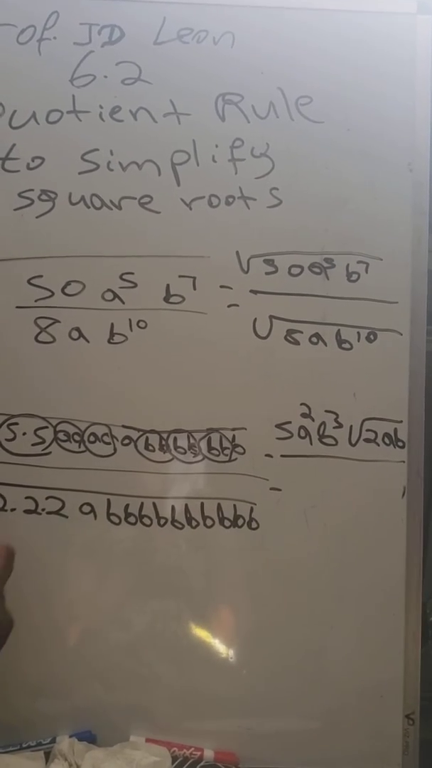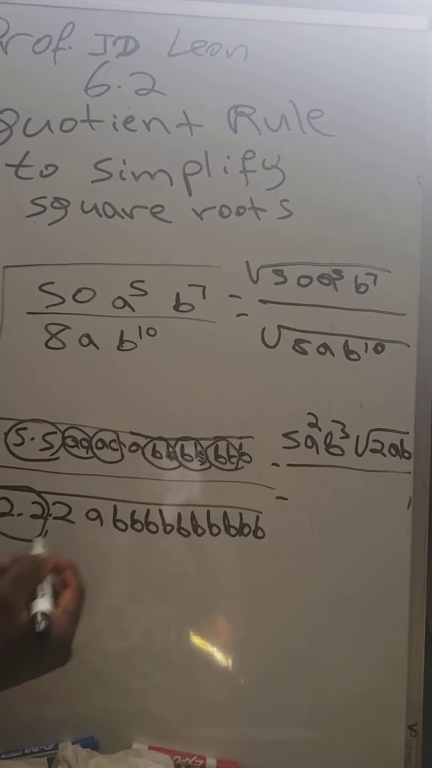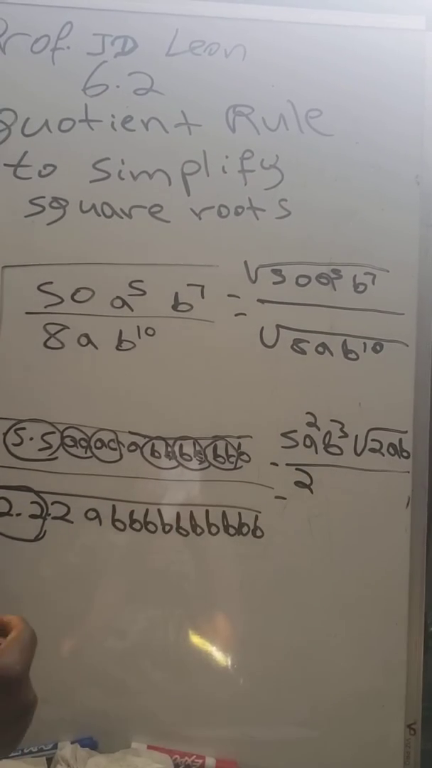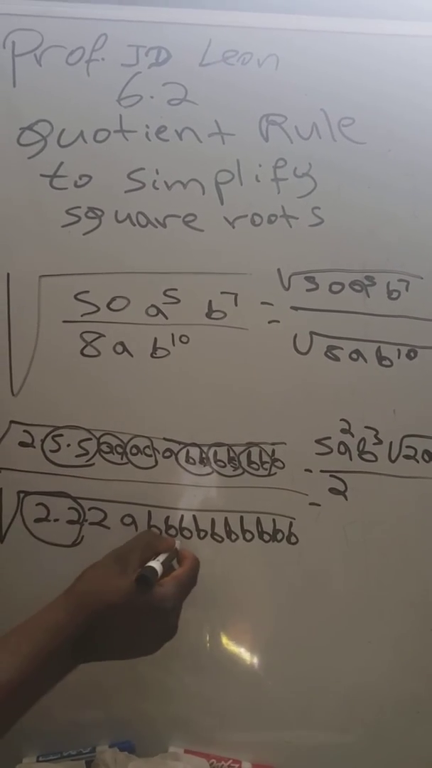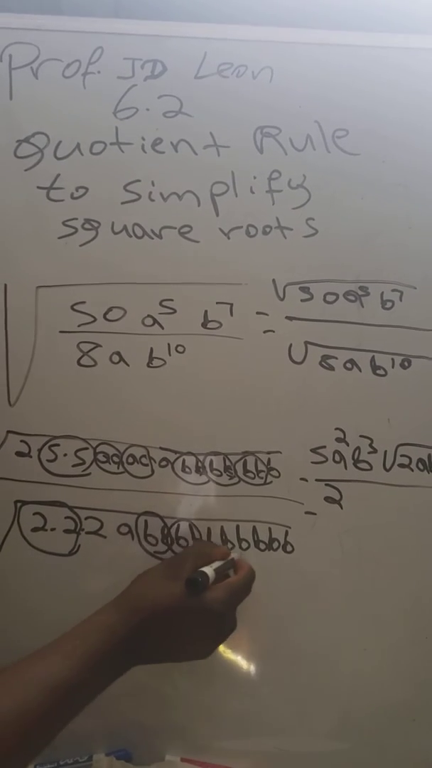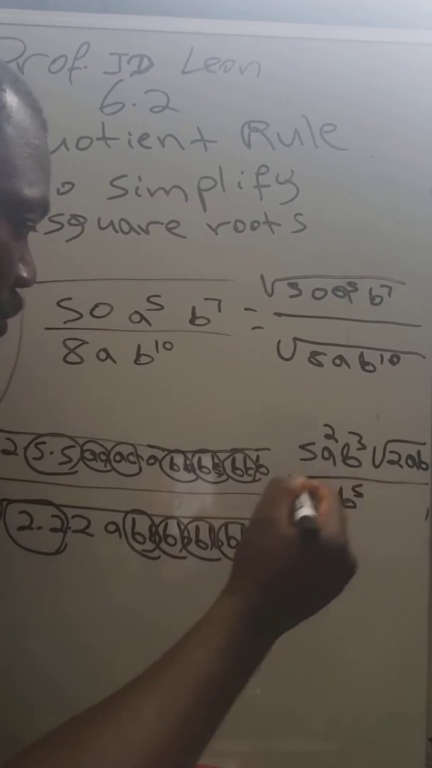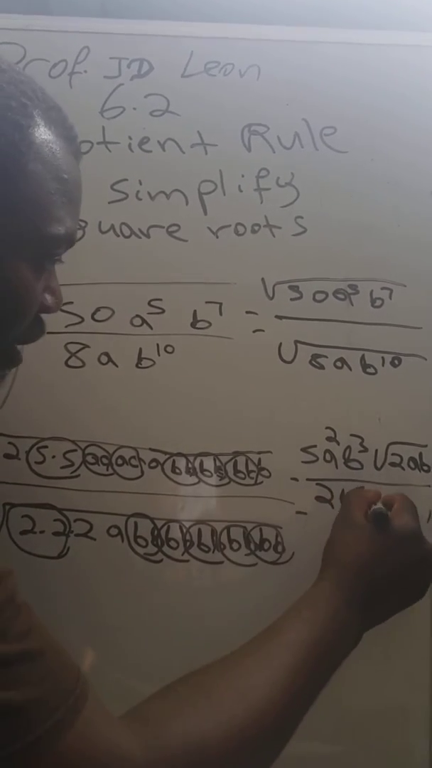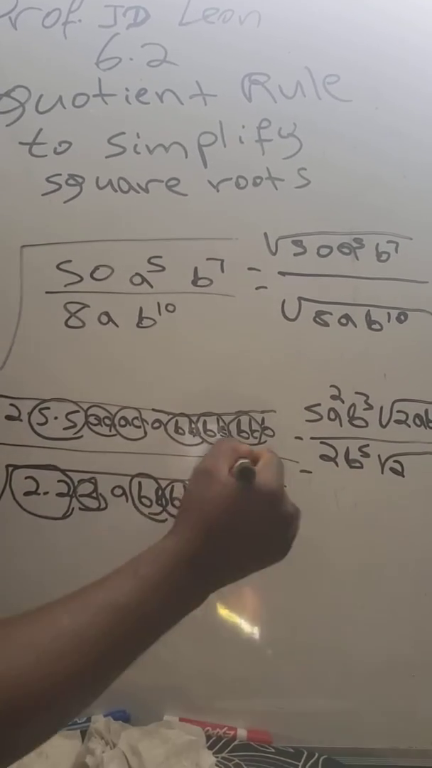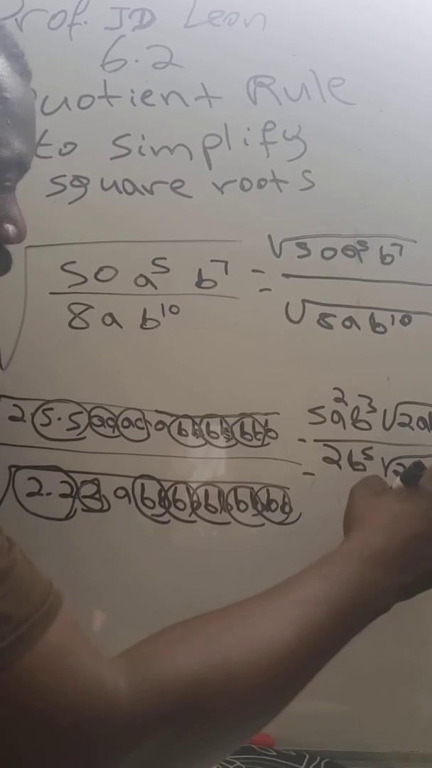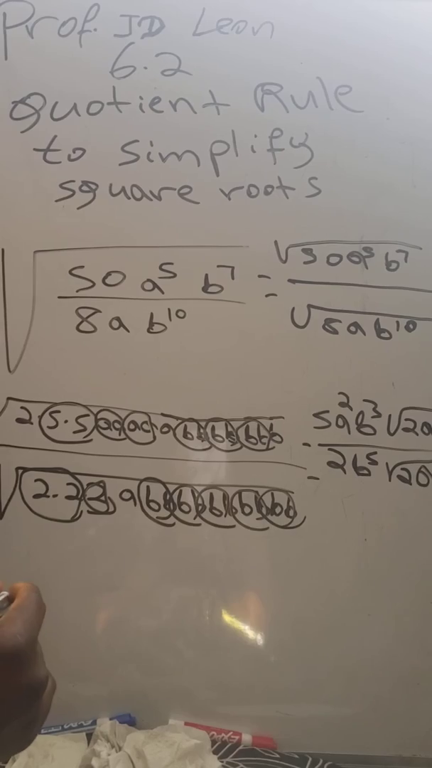What about the bottom? For the bottom, we only have one pair of 2, and then one additional 2. So we'll pull out a 2 here. What about the variables? The a, we can't do anything with it because it's only one a. But what about the b? 1, 2, 3, 4, 5 pairs. So b to the 5th is what comes out. What stays in is this extra 2, and this a. Remember, all the b's came out, so that would be 8. So your final answer would end up being this.